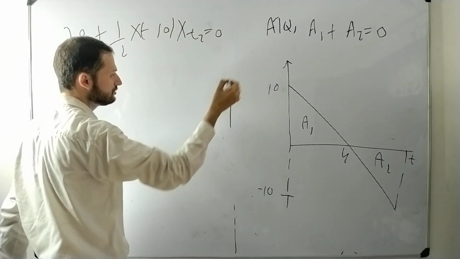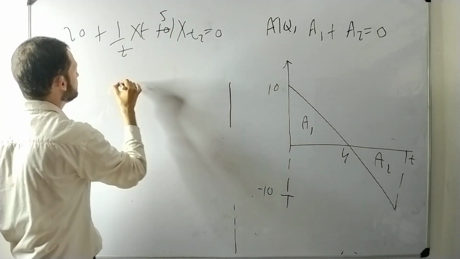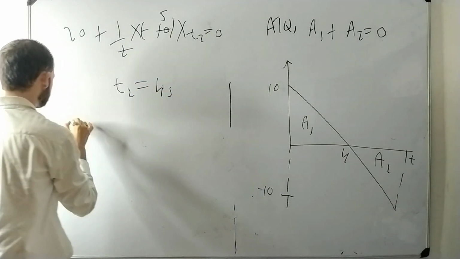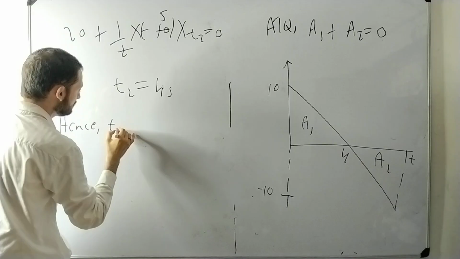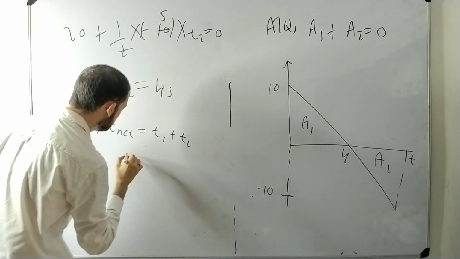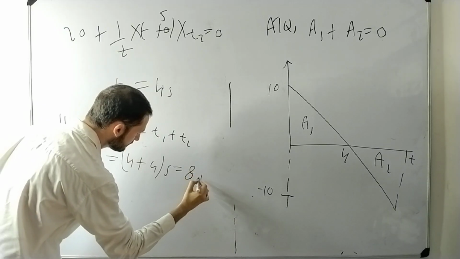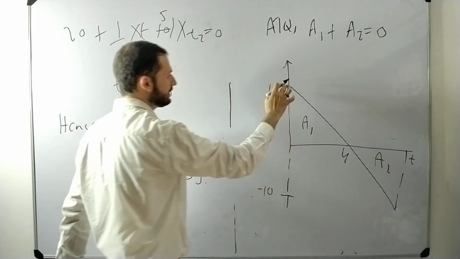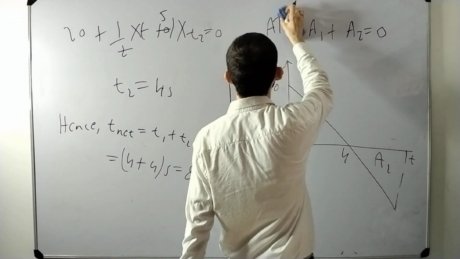Because A T is equal to 0 for the whole motion. Then this becomes 2 minus 5 and T2 is equal to 4 seconds. Hence, T net is T1 plus T2, and this becomes 4 plus 4, 8 seconds. So you see, at the 8th second its final velocity becomes equal to the initial velocity on the path. Next question.